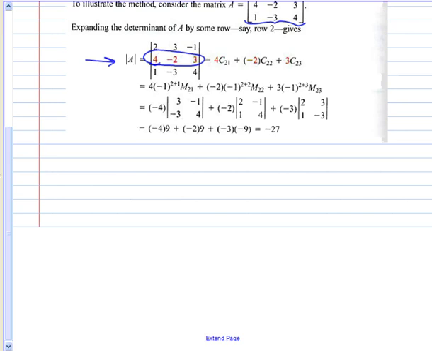Well, I take the first value in my row, 4, times the cofactor that goes with it. Now, this is cofactor 21. That means row 2, column 1. It's the cofactor that goes with that 4. We'll learn how to get it. Plus negative 2, the next number in the row, times the cofactor that goes with it, plus 3 times the cofactor that goes with that one. So that's what we mean by expanding. We're going to use the numbers in a row or a column, and it doesn't matter which one.